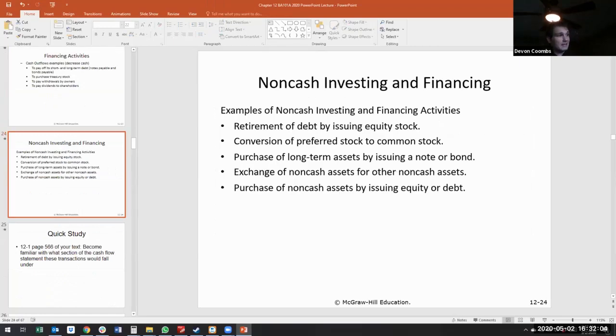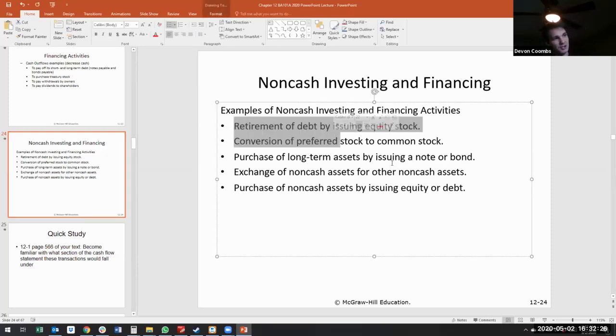There will also be a disclaimer in your statement of cash flows for any significant non-cash activities. Those would be where we are retiring liabilities or purchasing assets, but we aren't using cash. Some of the most common are retirement of debt by issuing stock. So if we give our debtors stock in exchange instead of cash, we'd have to note that in our statement of cash flows. If our preferred stock is converted to common stock, there's no cash.